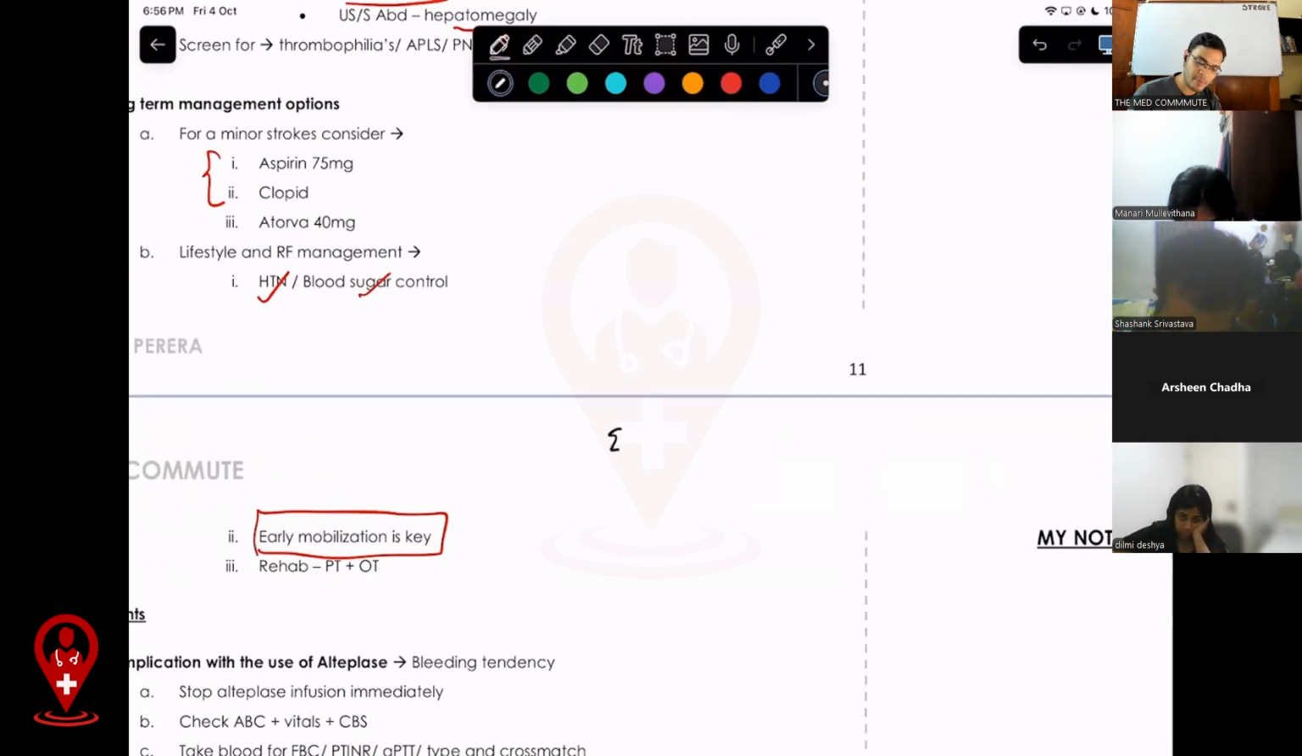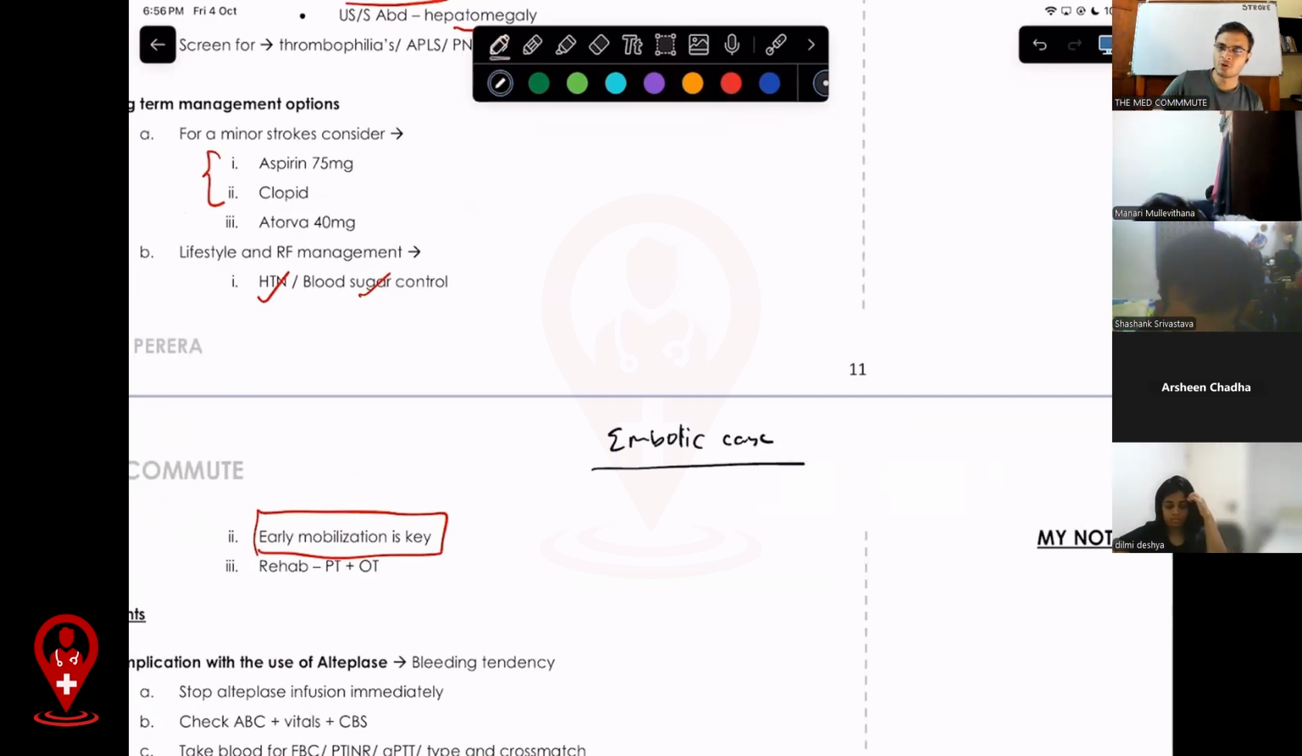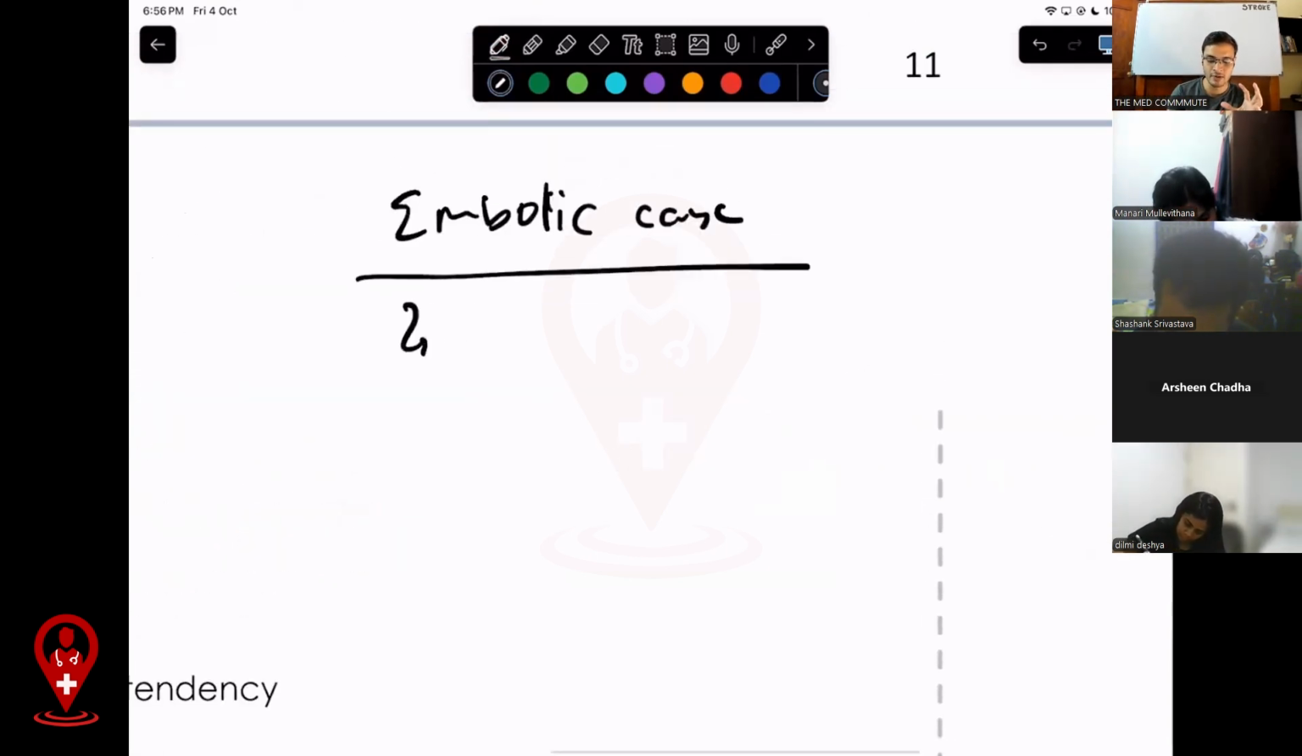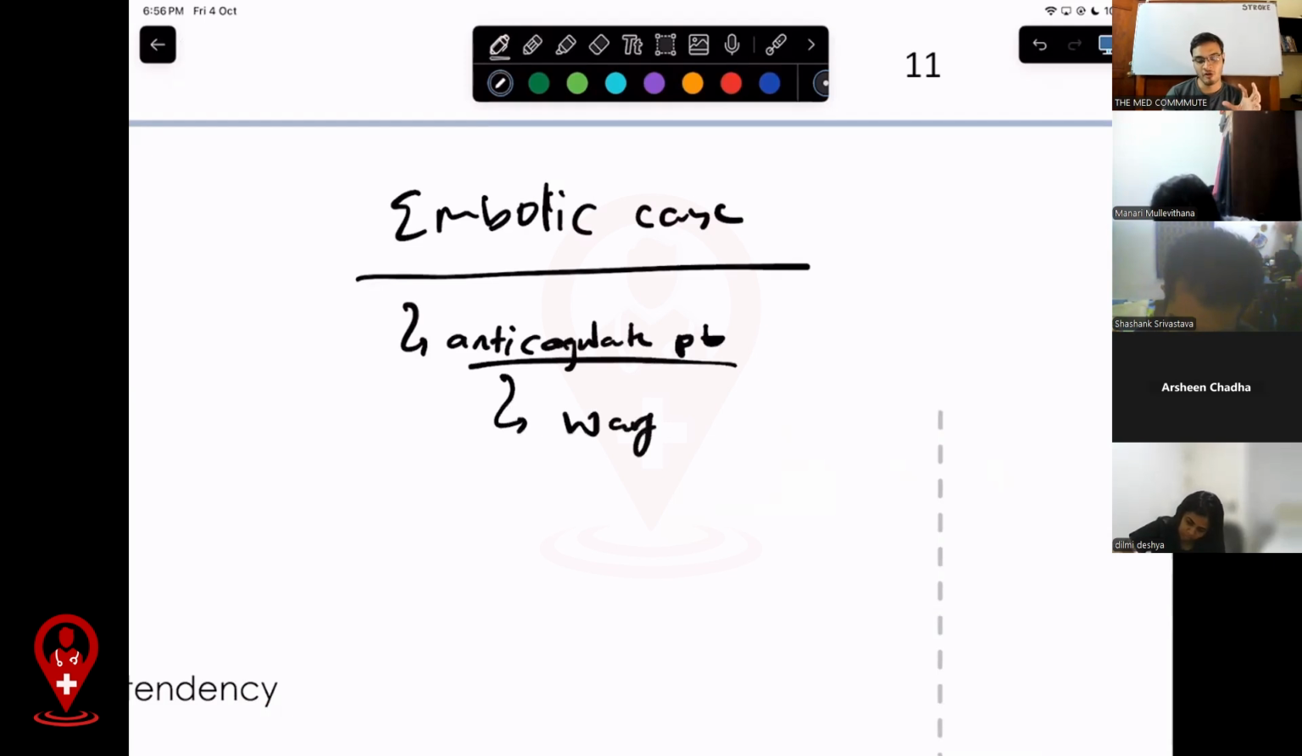However, if this patient was diagnosed of stroke due to an embolic cause, what do we say our embolic causes? Like mitral stenosis, infective endocarditis, right? Mechanical heart valves. Yesterday we talked about. If our patient was diagnosed of a stroke due to these conditions, here, we have to also anticoagulate the patient, right? So here, our drugs of choice, guys, we have warfarin, right?